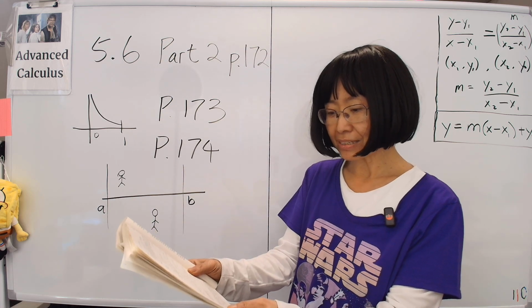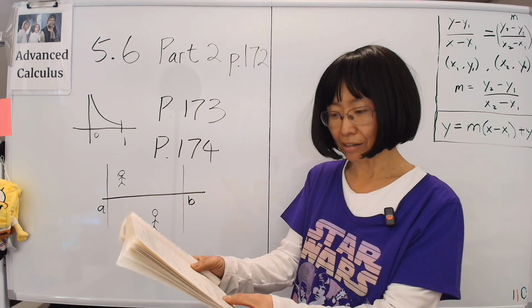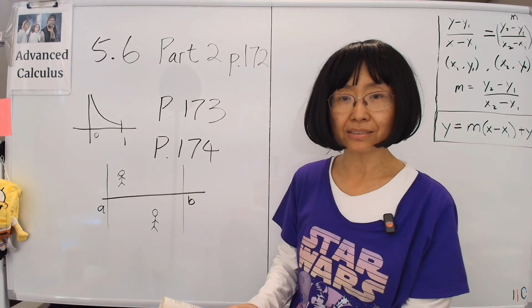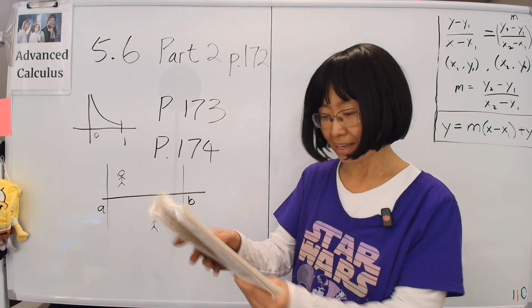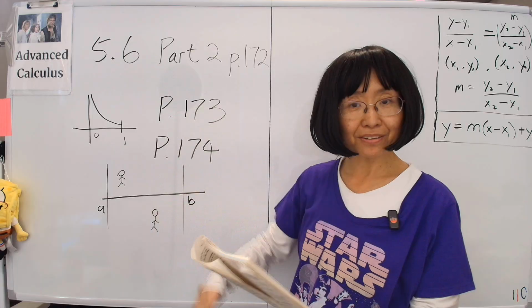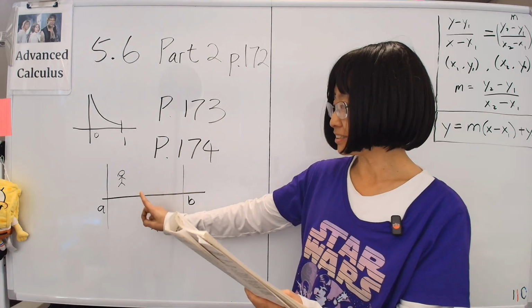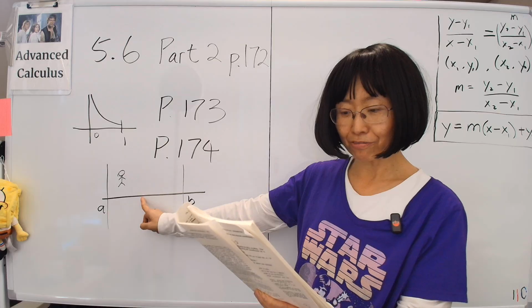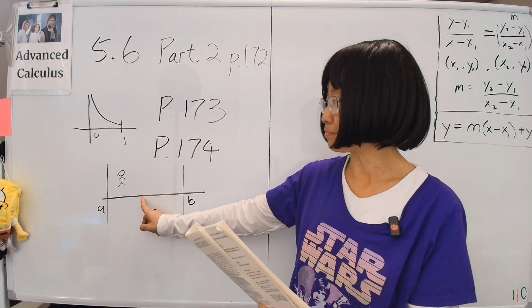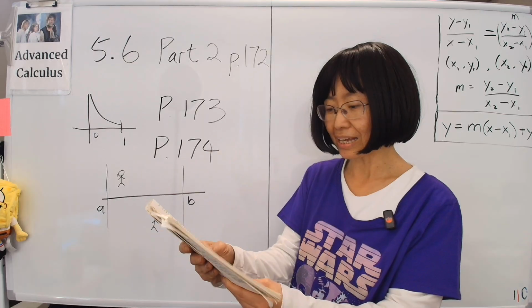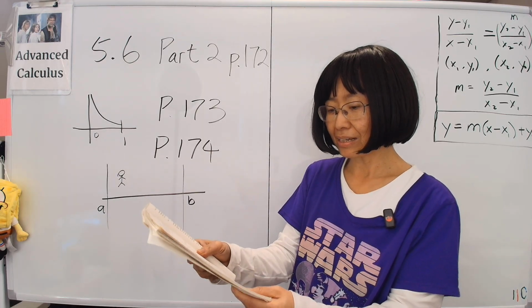If f of x is continuous in a closed interval, right? And if f(a) f(b) is less than 0, that means they have different signs. Either f(a) is positive, f(b) is negative, or vice versa. Then f of x equals 0 for some x that's inside (a, b). In fact, the x is not even the endpoint. Okay, the x is in between.